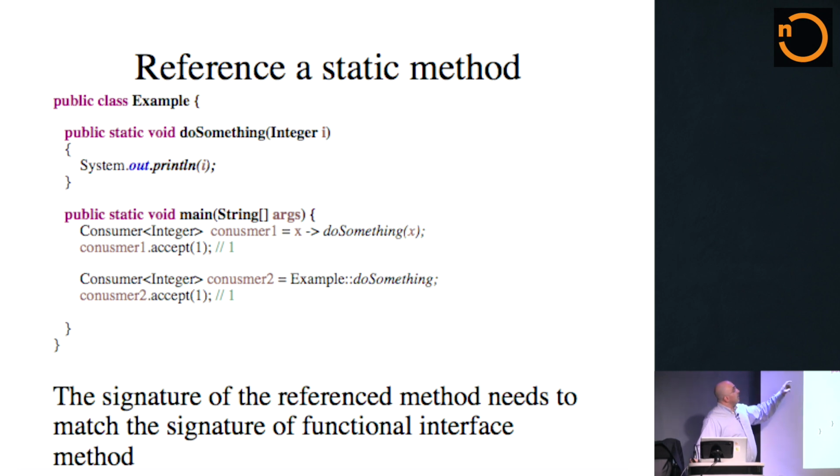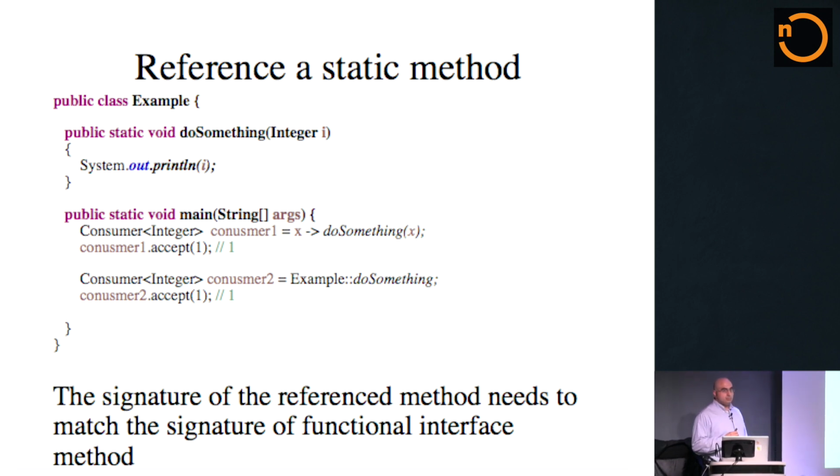Yes, in this case, we are referencing a static method. There are 4 different types of method references, and I'll give you an example for each one. So the question was, if doSomething accepted more than 1 parameter, that's not the issue. The issue is what it returns. That's your question? It doesn't matter if it takes 2 integers? No, it would definitely matter. If it took 2 integers, it wouldn't work.